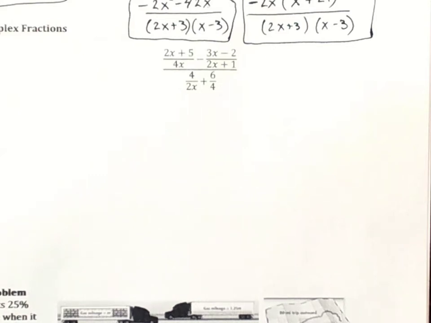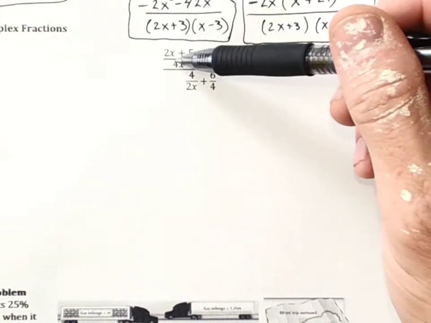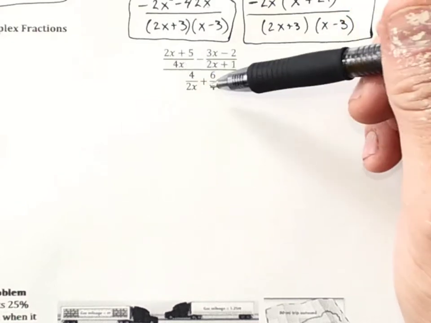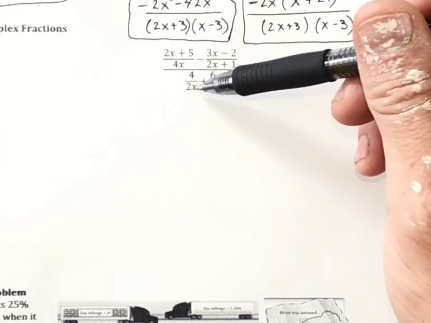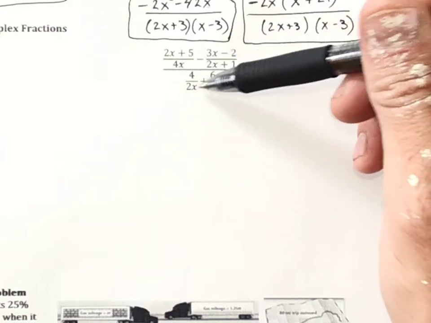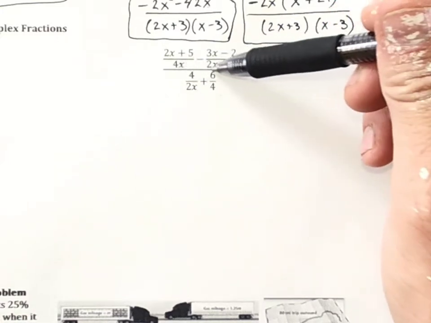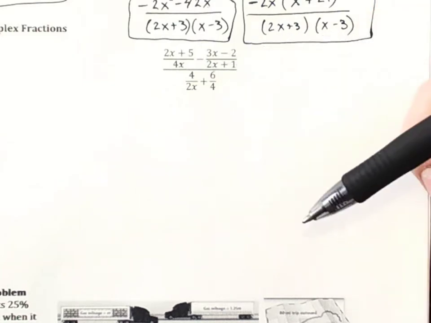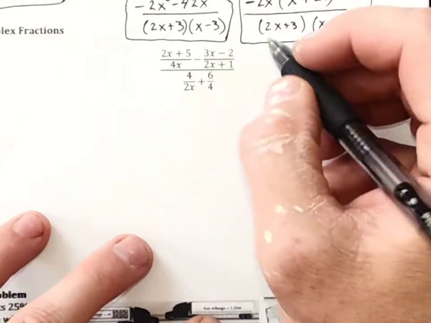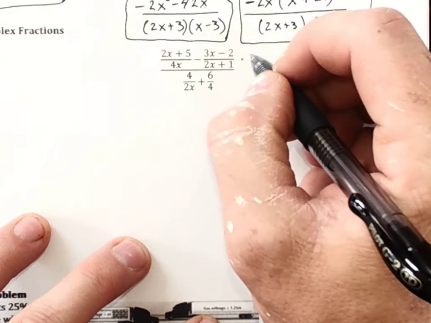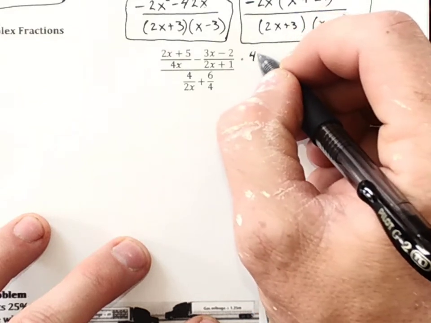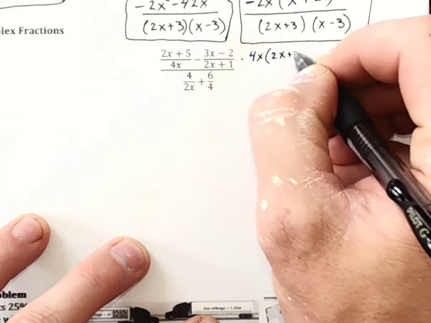What I mean by multiplying everything by the common denominator of all the denominators. Here's a 4, here's an x. Here's a 4, here's a 2x. The common denominator between these three is 4x. Then I have this 2x plus 1. The common denominator of all of them is 4x times 2x plus 1.